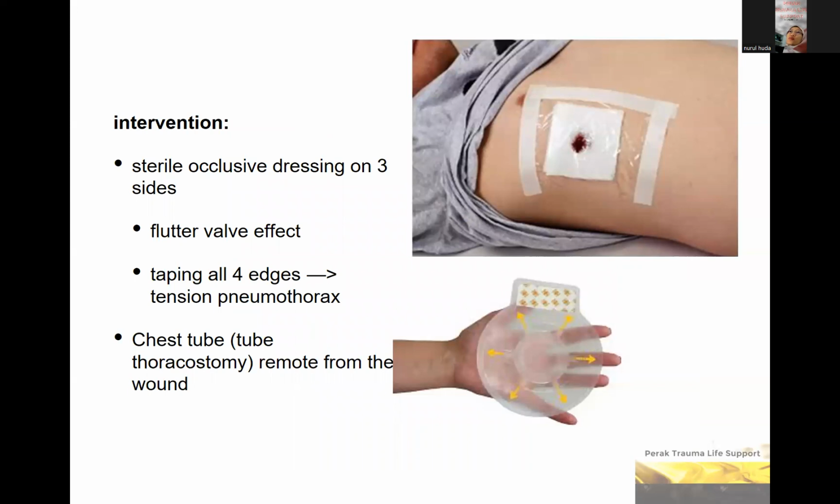So for the intervention, you need to apply a sterile occlusive dressing on three sides. Leave it open on the dependent side, or the gravity side, so it will act as a flutter valve. The air can exit the wound, but cannot enter the wound. Please avoid taping all four edges because you can convert it into a tension pneumothorax. It must be followed by chest tube insertion, but the chest tube must be inserted away from the wound, and don't follow the wound track because it might guide you down a wrong path and cause injury to the lungs or even the diaphragm.